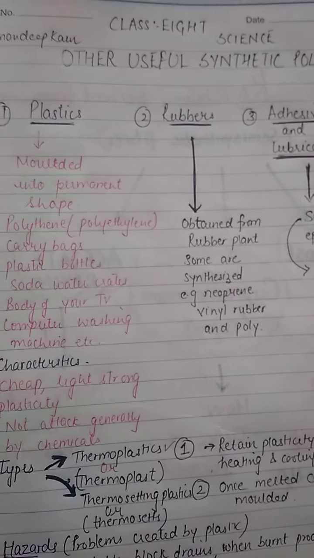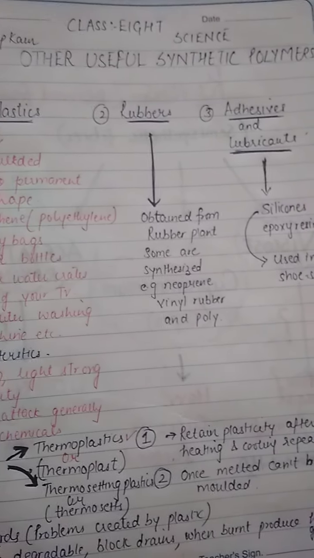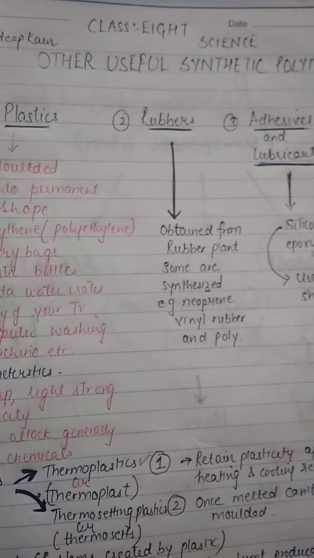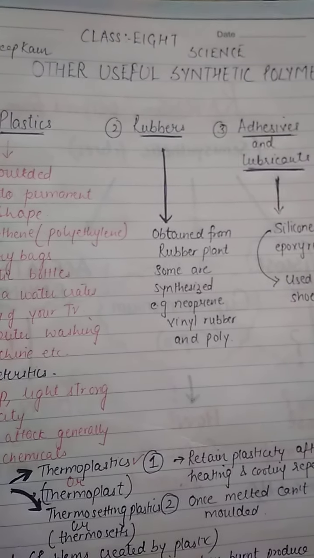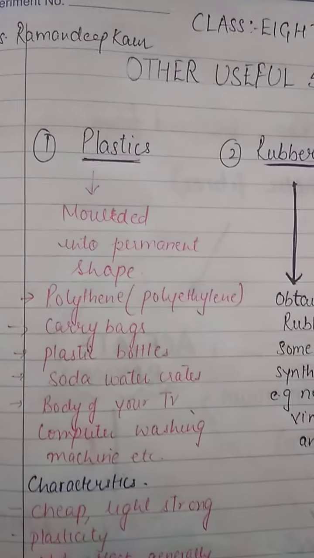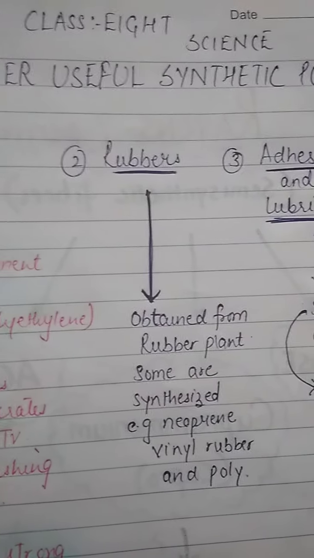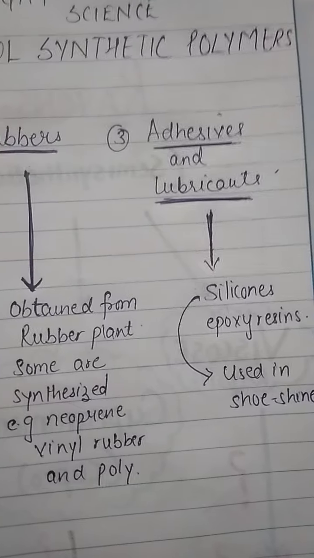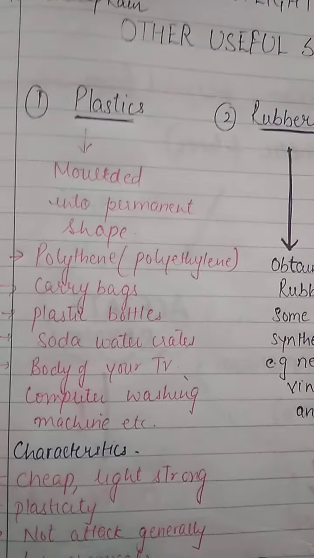Today we are going to do the topic that is other useful synthetic polymers. As you already know, you are well acquainted with synthetic polymers. Now we are going to start the other polymers which are left, that is plastics, rubbers, adhesives and lubricants. So first are the plastics.